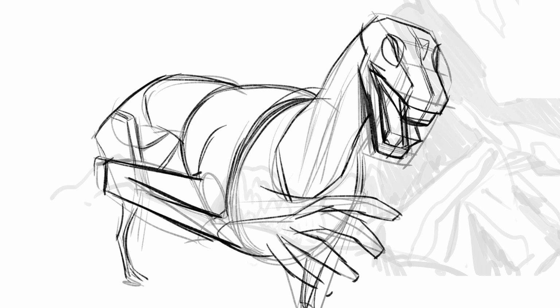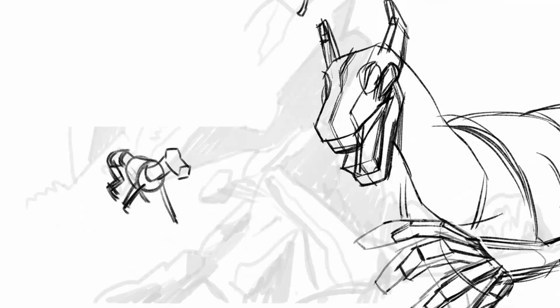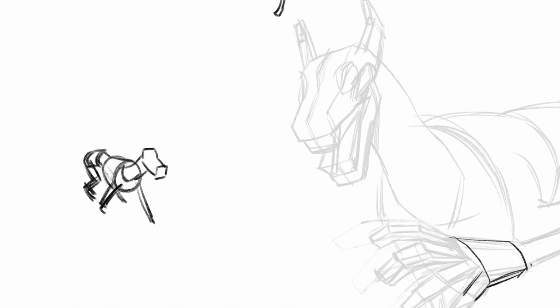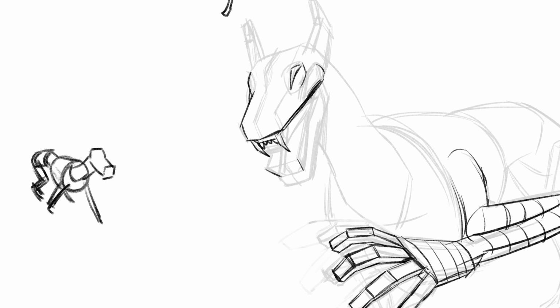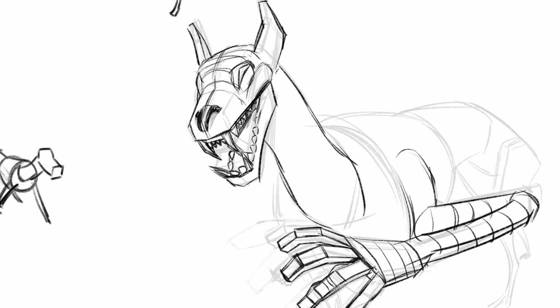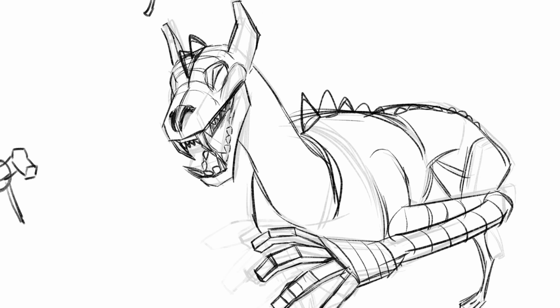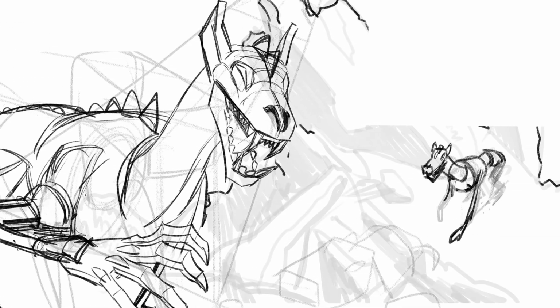Redrawing is crucial. Nothing works perfectly the first time. Those thorns along the back sit directly on the spinal cord. They follow the anatomy, not just decoration.